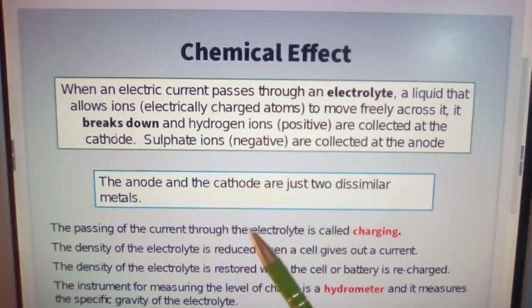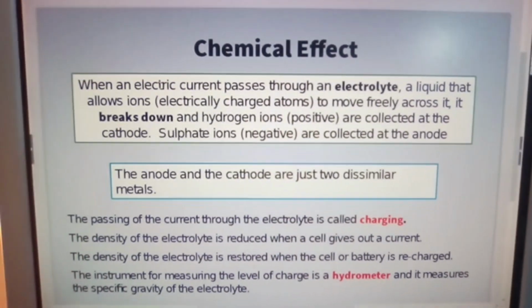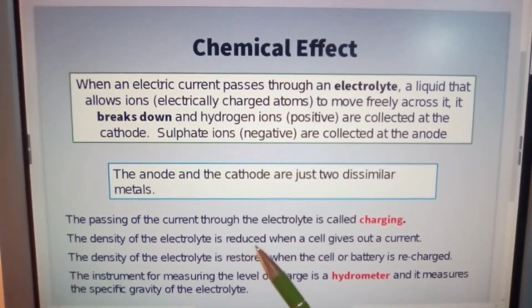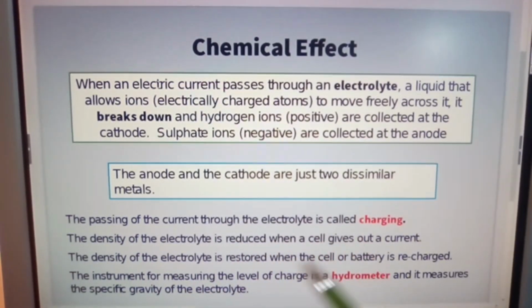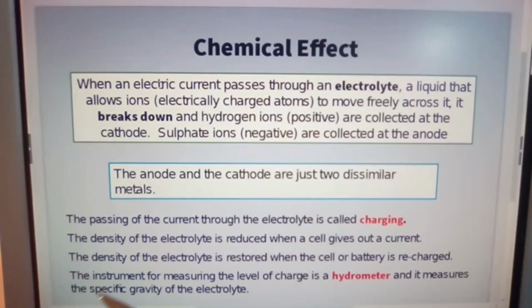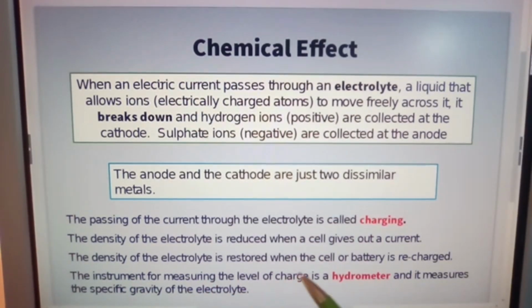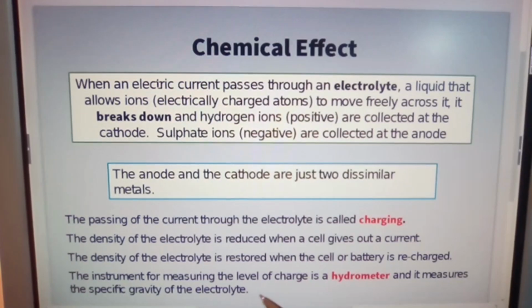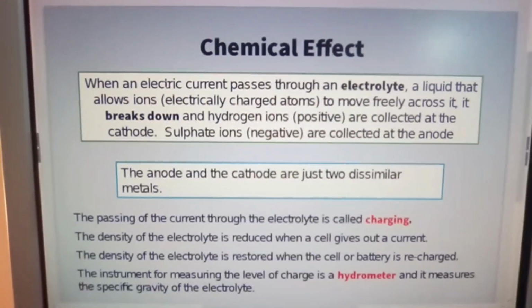The anode and the cathode are just two dissimilar metals. The passing of the current through the electrolytes is called charging. The density of the electrolyte is reduced when a cell gives out a current. The density of the electrolyte is restored when the cell or battery is recharged. The instrument for measuring the level of charge is a hydrometer, and it measures the specific gravity of the electrolyte.